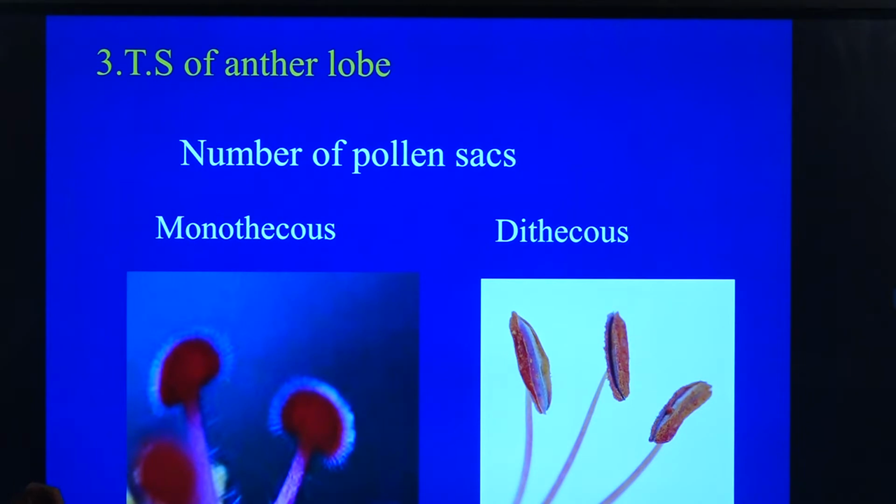Tiers of anther, number of pollen sacs. The number of pollen sacs that are present in the flower also varies. When we observe, there is the presence of a single lobe. It is referred to as monothecous. In monothecous there is only one lobe. The most common example for that is the hibiscus.